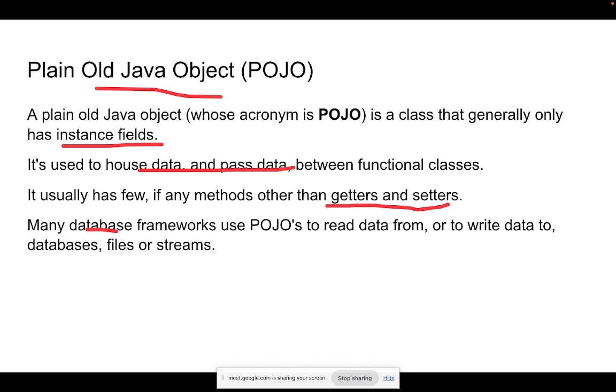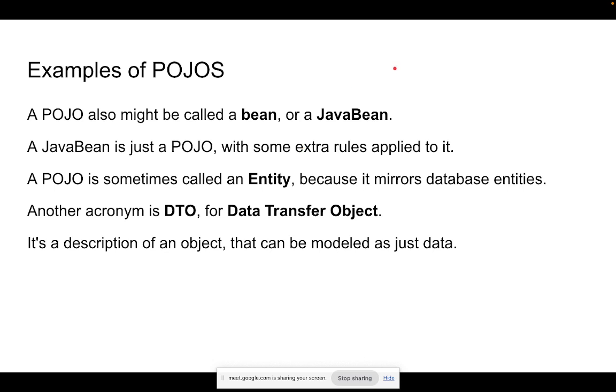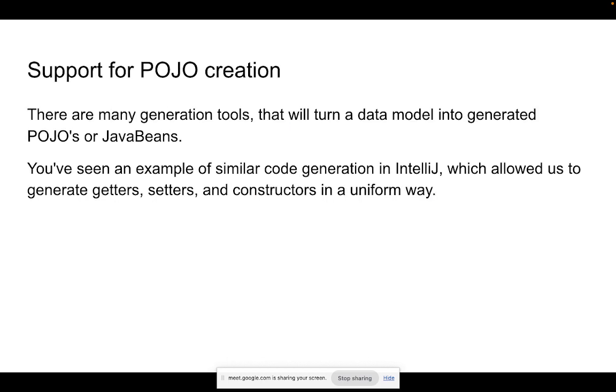So this is called POJO as an acronym. It is also called a Bean or Java Bean. You don't have to remember it. It's just some extra information on how people use it. It is also called an entity because it mirrors the database entities. It is also called a data transfer object. It's just a way of dealing with the kind of data you have. You can just store it.